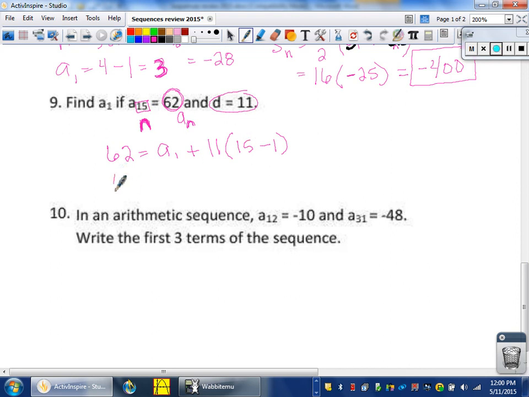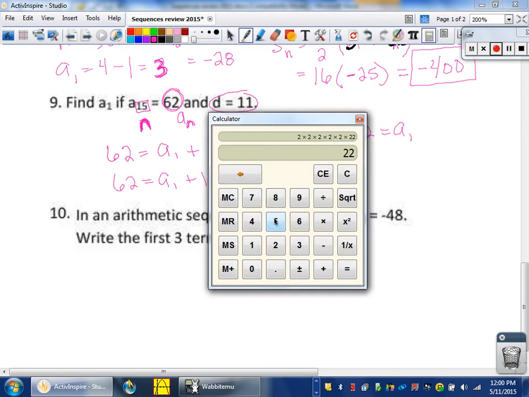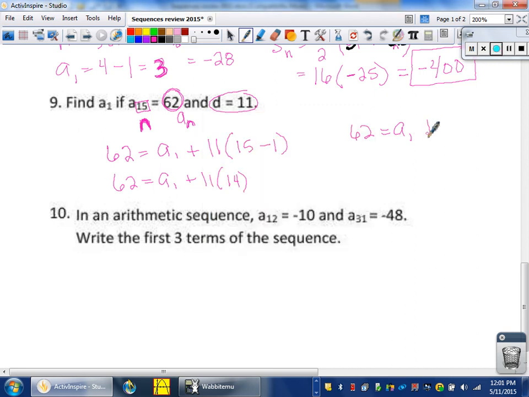So let's solve this. 62 equals a sub 1 plus 11 times 14. So 11 times 14 is... calculator, clear, 11 times 14, 154, thank you, calculator.